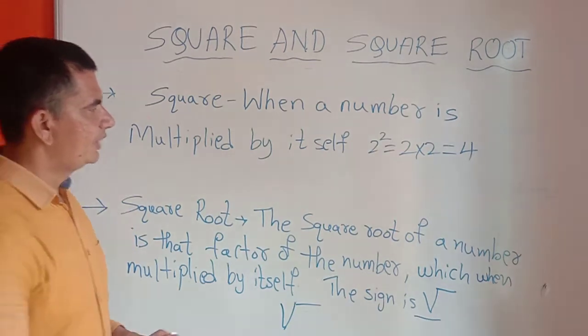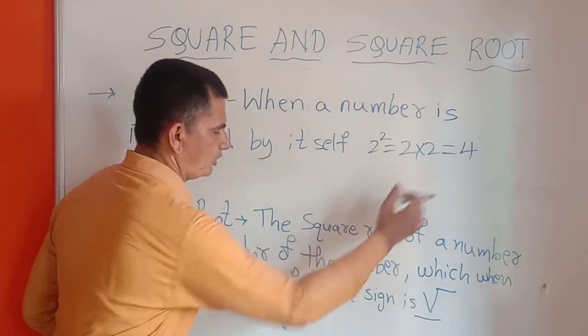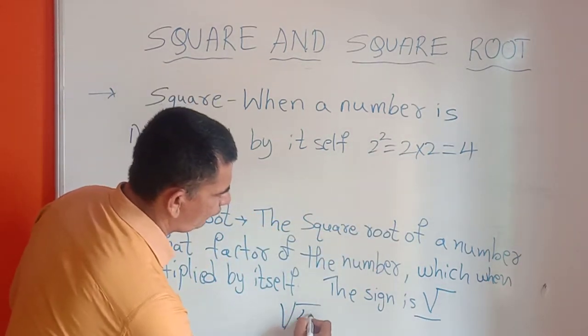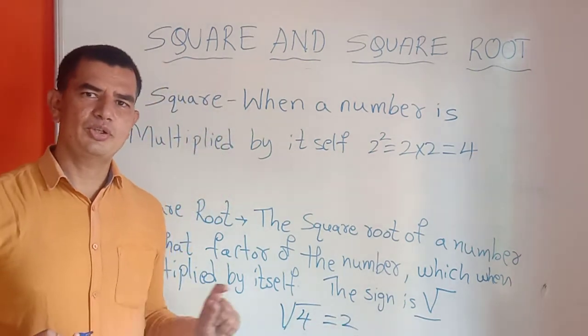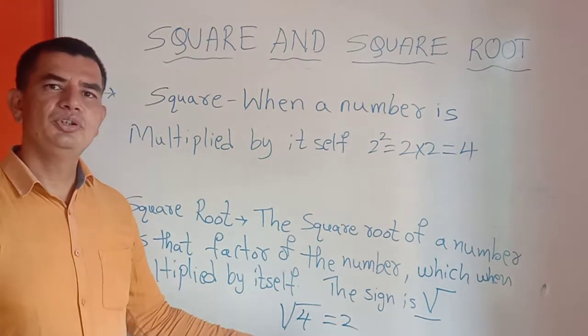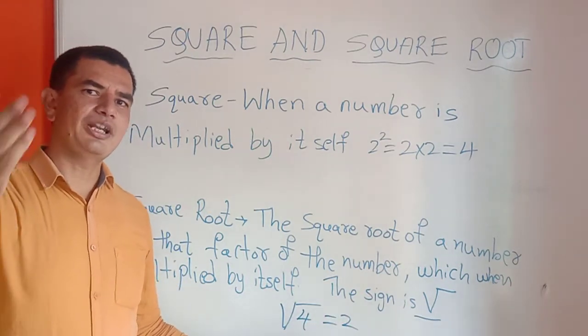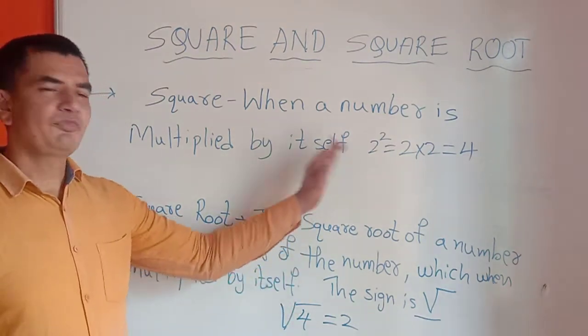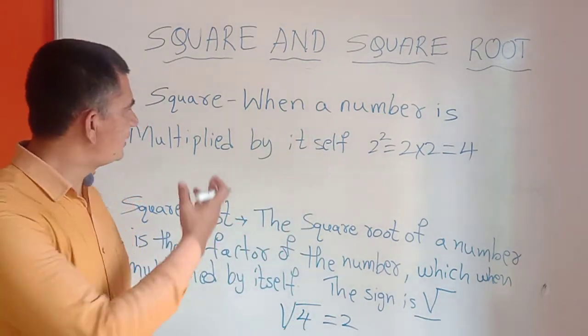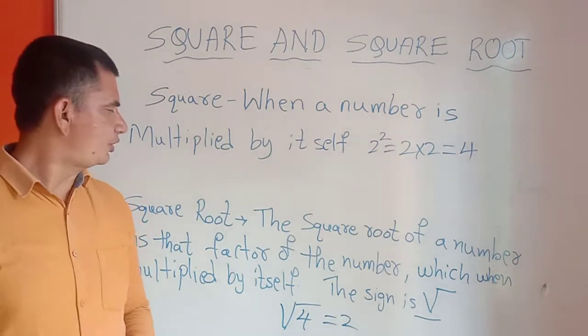Okay. Here we got 2 square is equal to 4. Means the square root of 4, then again we will get 2. Because when we multiply 2 by itself, means we have to multiply 2 into 2, then we will get again the square number. This is the square and square root.